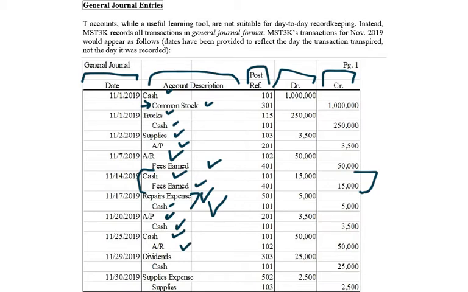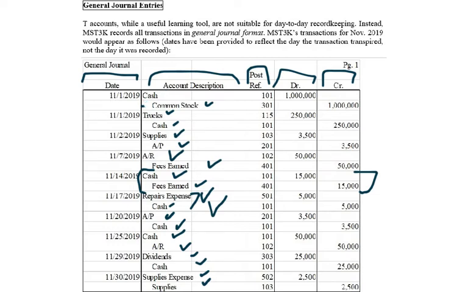The 9th transaction was paying $25,000 in dividends to our owner, Mike Nelson. So dividends was debited, cash credited for the $25,000. And then lastly, recognition of supplies used during the period of $2,500. Supplies expense debit, supplies credit of $2,500. And so those are our 10 transactions, again, just taking on a new form. And this is the form from now on that we'll be working with.